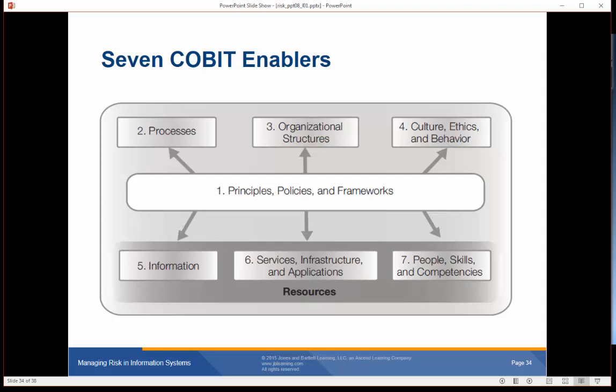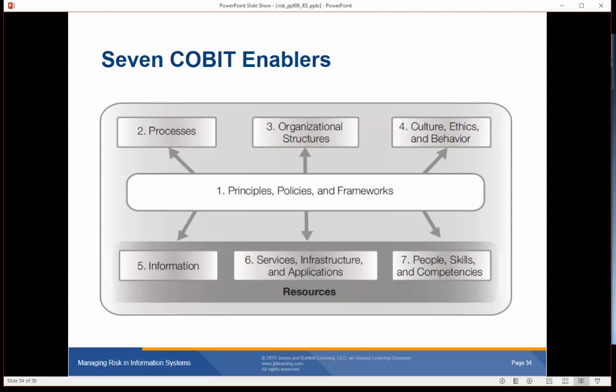And third, the organizational structures. This refers to the entities making the key decisions. Many organizations define these in organizational charts. Then number 4, the culture, ethics, and behavior. Basically, success depends on these factors. These include individuals and their entire organization.